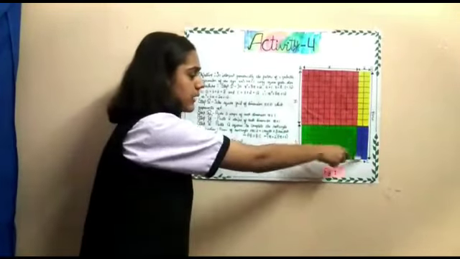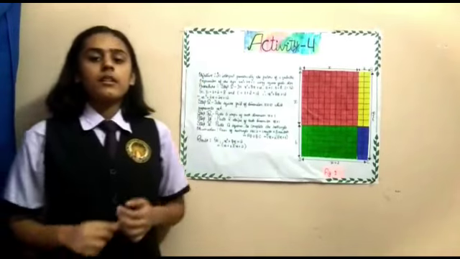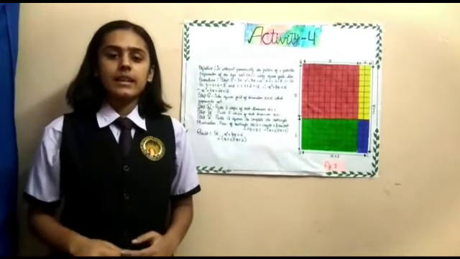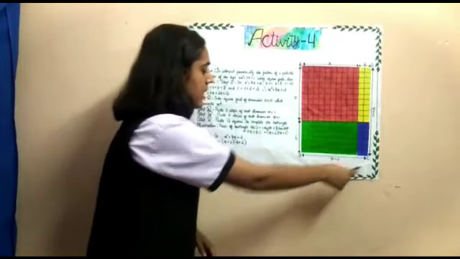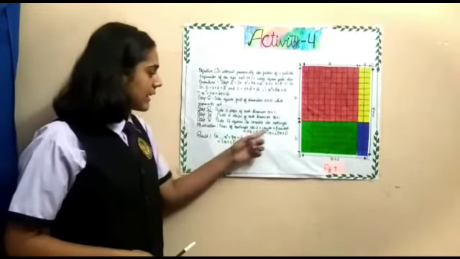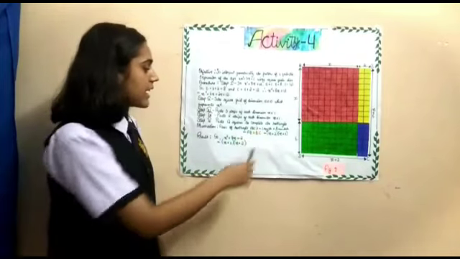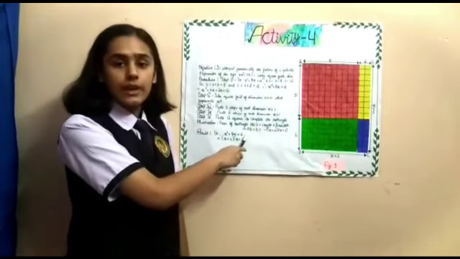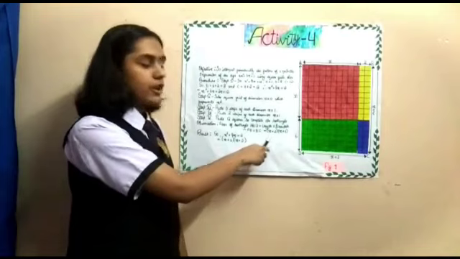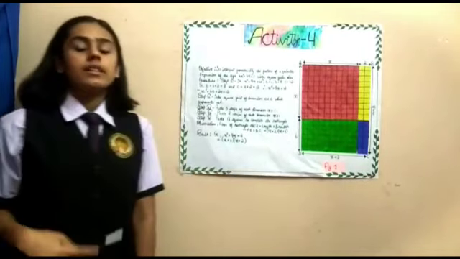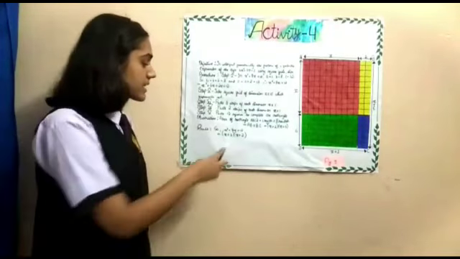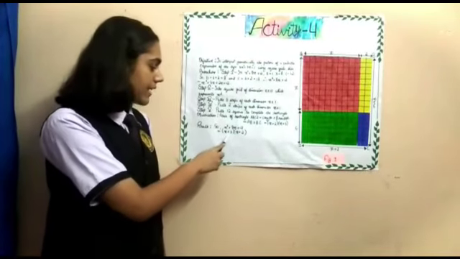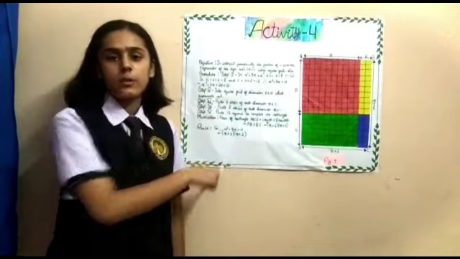You can see the blue rectangle here. Now observation. We know that the area of rectangle ABCD equals length into breadth. Here the length is AB and the breadth is BC. Therefore, area of rectangle ABCD equals length into breadth, which is equal to AB into BC, which is equal to x plus 6 into x plus 2. Therefore, we come to a conclusion that the factors of x square plus 8x plus 12 are x plus 6 and x plus 2. Thank you.